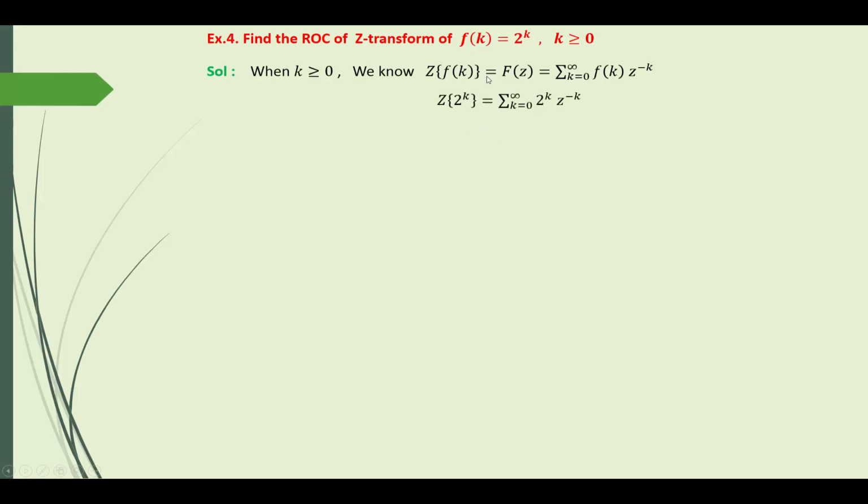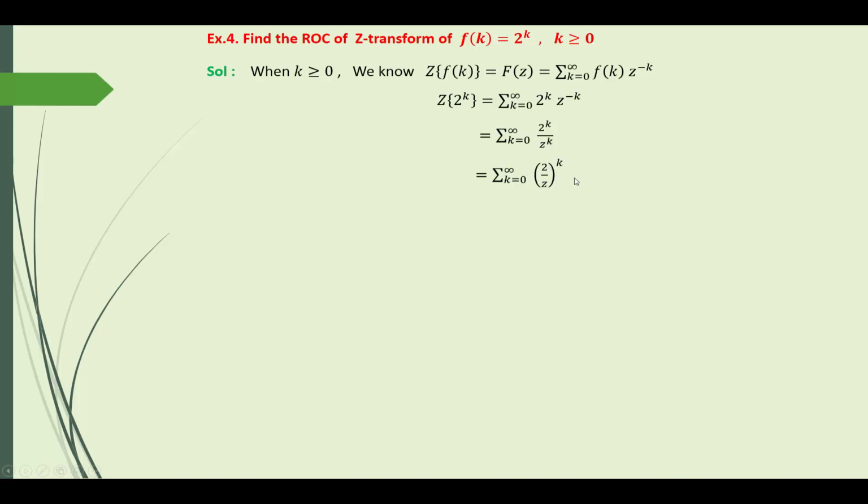Therefore, Z transform of 2 raised to k equal to sigma k varies from 0 to infinity, f of k is 2 raised to k into z raised to minus k, equal to sigma k varies from 0 to infinity 2 raised to k upon z raised to k, equal to sigma k varies from 0 to infinity (2 upon z) bracket raised to k.